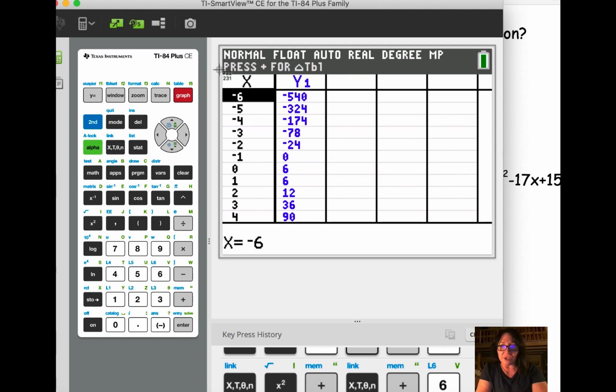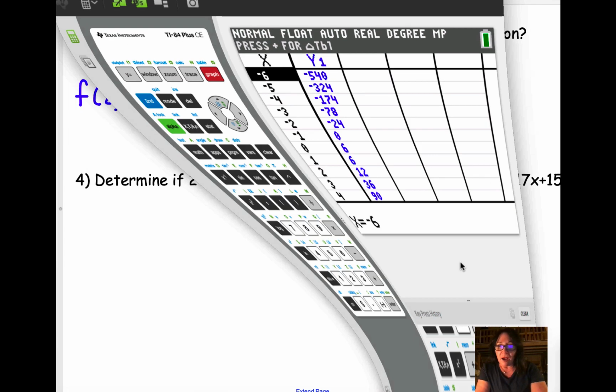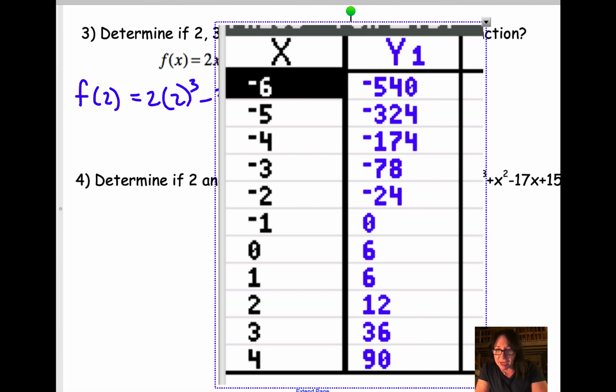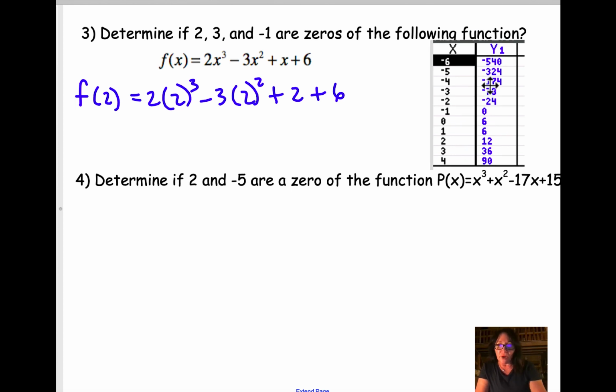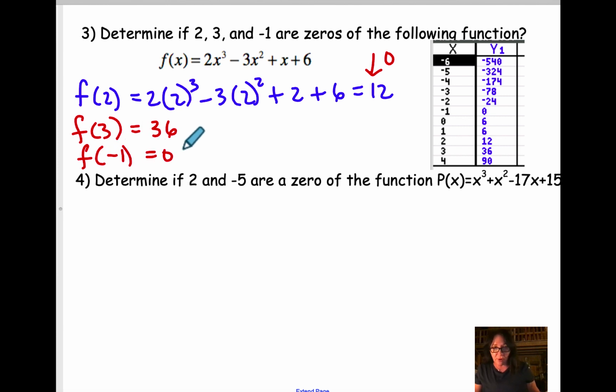I'm going to take a picture of this real quick, just so you have that. In looking at whether or not these are zeros, this is definitely an easy way to do it. You've got all the values, and you definitely save time. If I plugged in 2, what I ended up getting here was 12. While it's not a 0, because if it was a 0, this would be 0, okay? f of 3, plugging in 3, we get 36. And then f of -1 is 0.